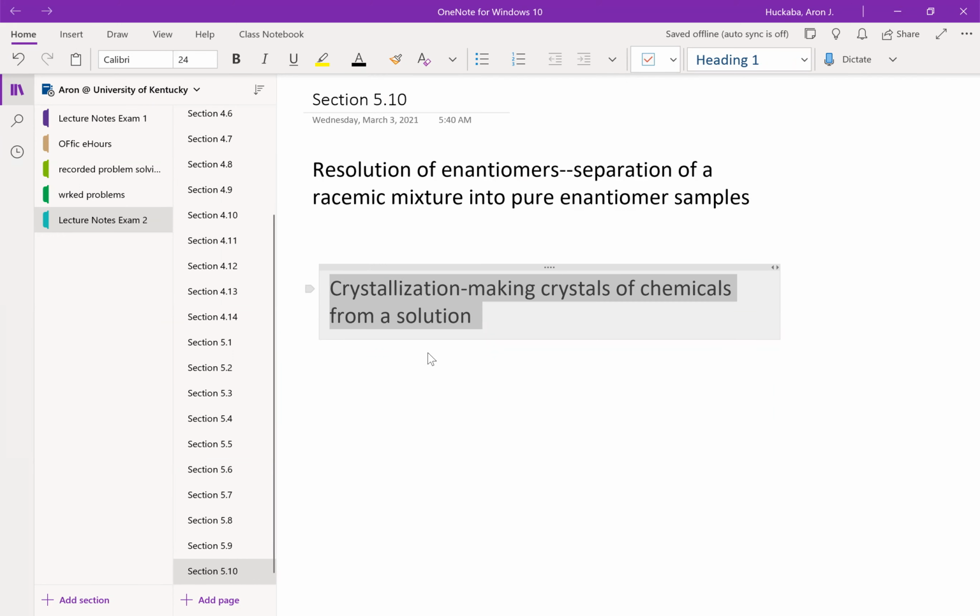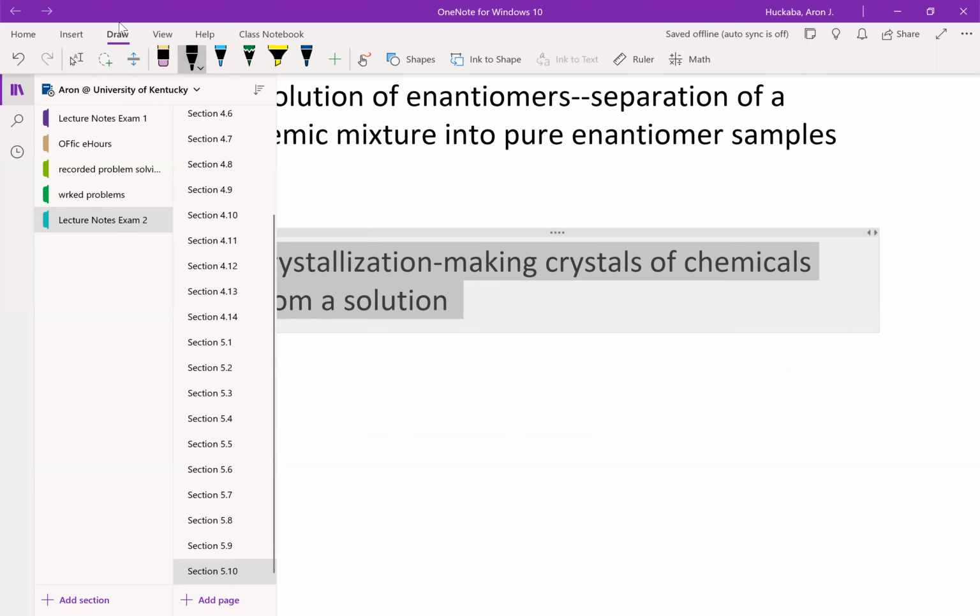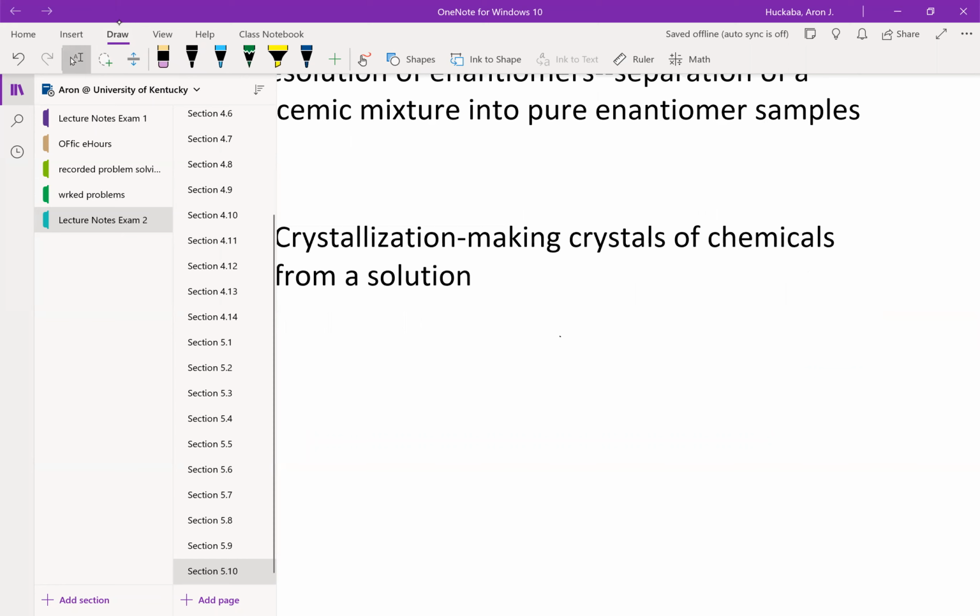So you could start with some kind of molecule like an amino acid. Say this is alanine, and you have its enantiomer as well.